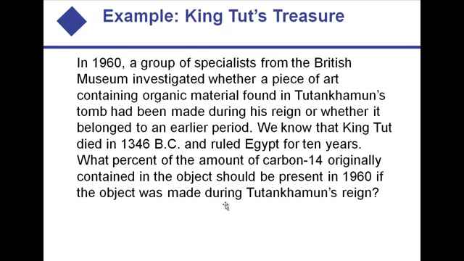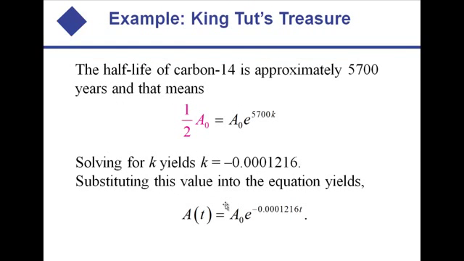We know that Tut died in 1346 BC according to records and ruled Egypt for 10 years. What percent of the amount of carbon-14 originally contained in the object should be present in 1960 if the object was made during Tut's reign? Well, the half-life of carbon-14 is approximately 5,700 years, so that means 1/2 of the original amount equals the original amount times e to the 5,700k, because 5,700 would be our t, right, our time.